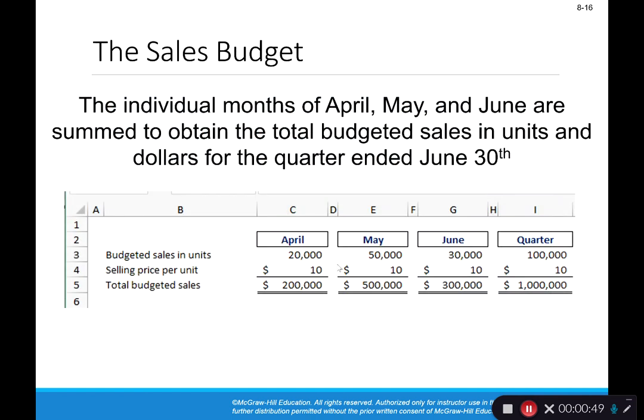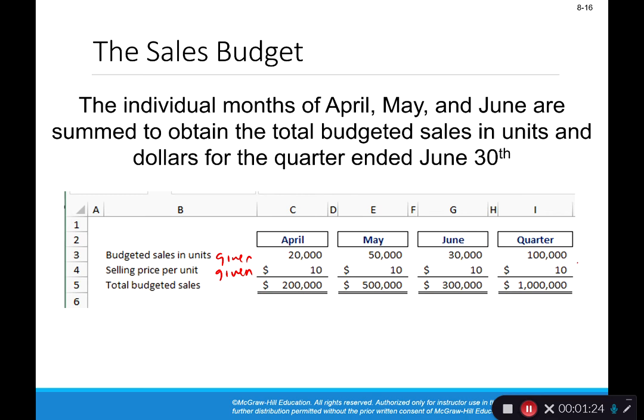So here's a sales budget for, it looks like, the quarter made up of April, May, and June. So this is like the second quarter of a calendar year. And to prepare the sales budget, we just take those budgeted sales and units, which were given, times the selling price, which was given, and you basically set it up and make it look pretty. So the total budgeted sales is the unit sales times the selling price for April, May, and June, and then we add those all together to get the answer for the quarter.